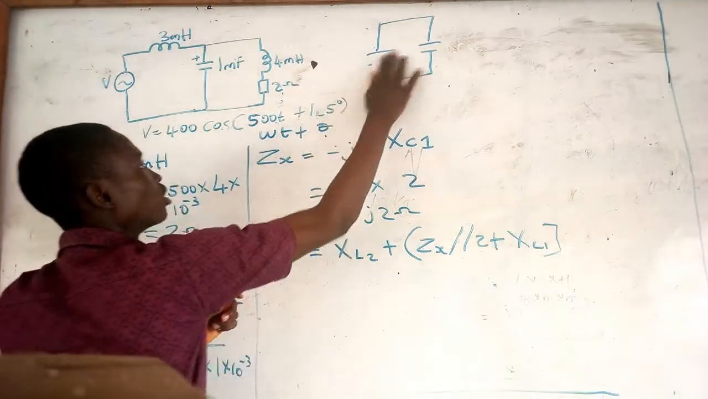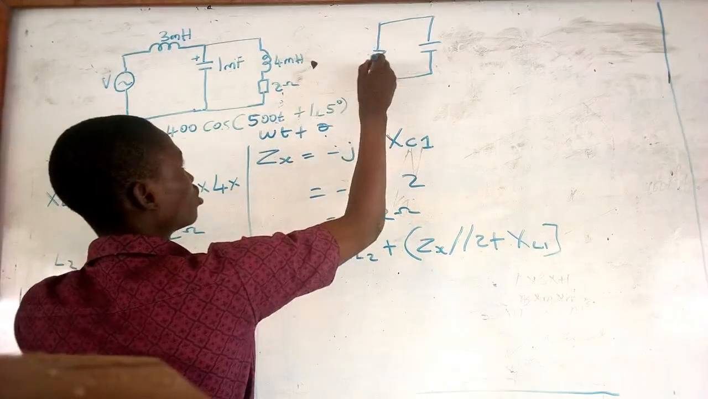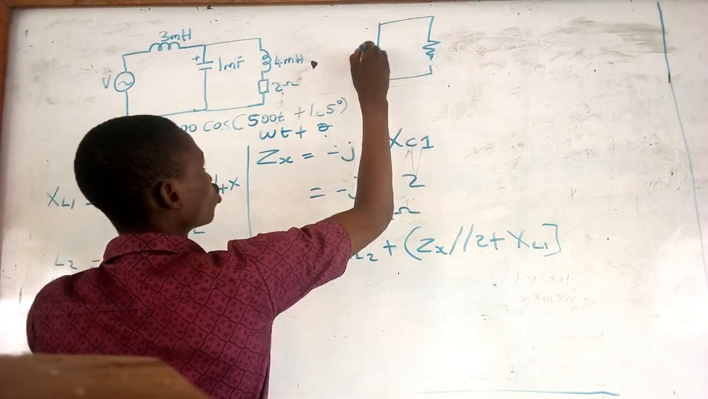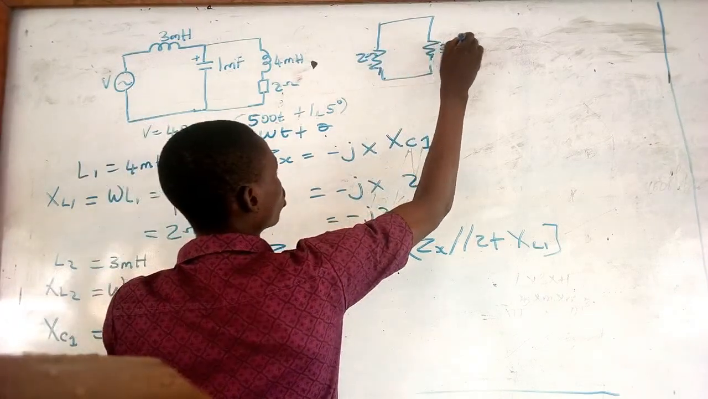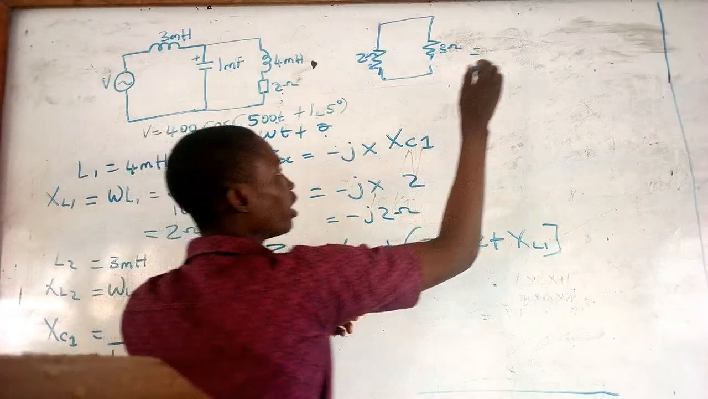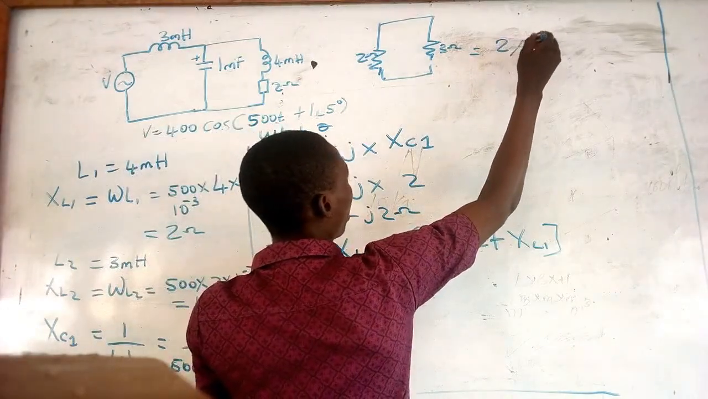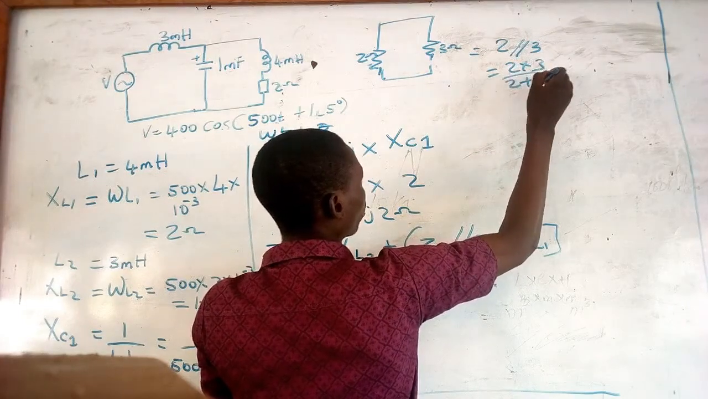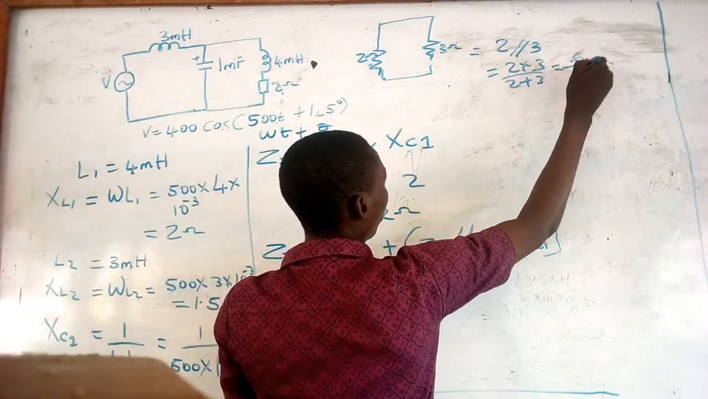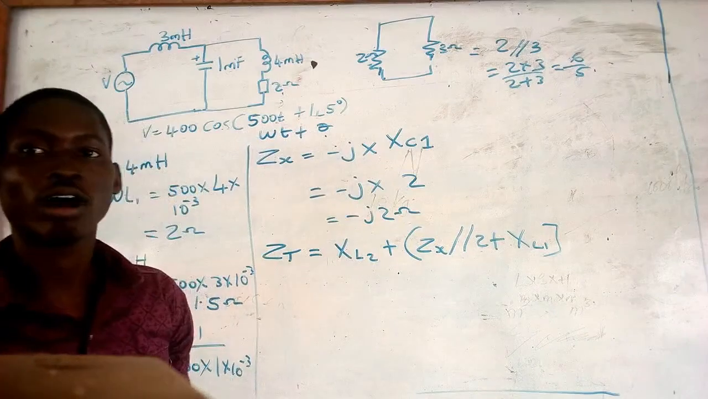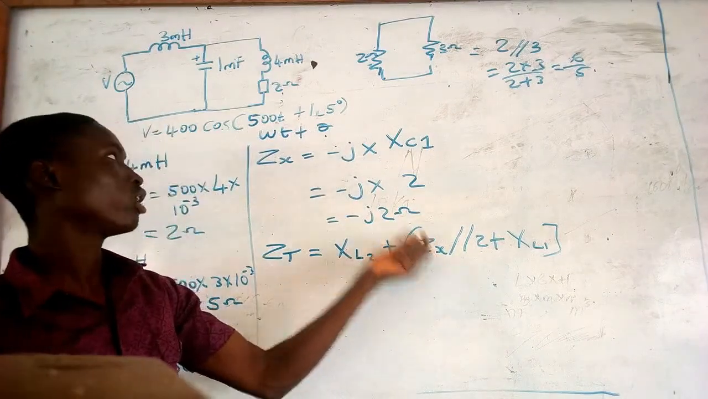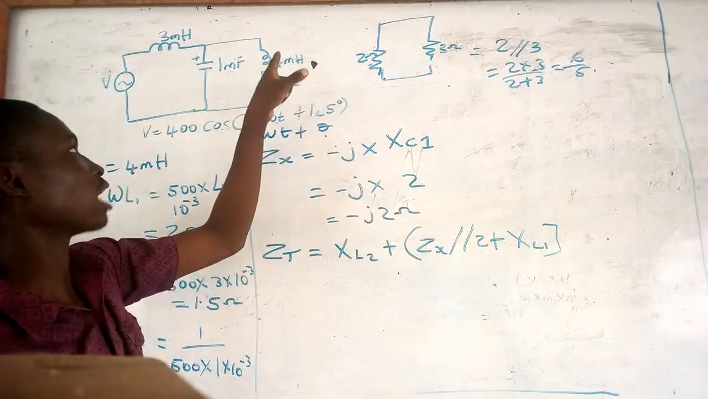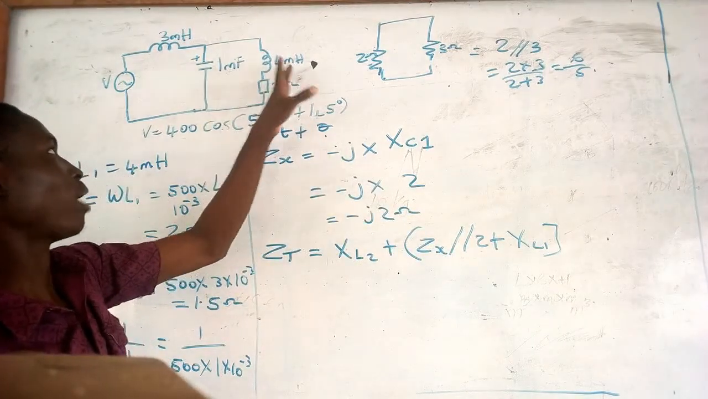Let's assume this is 2 ohms and this is 3 ohms. It's the same thing as saying 2 parallel 3, that is 2 times 3 over 2 plus 3, which gives me 6 over 5. The same thing we're going to do here: this side is going to be parallel to 2 plus our inductive reactance here, so parallel to each other.